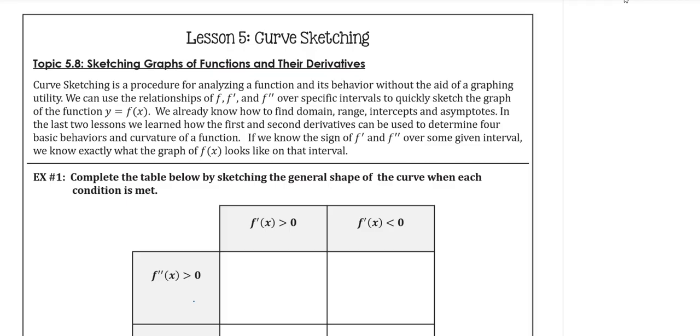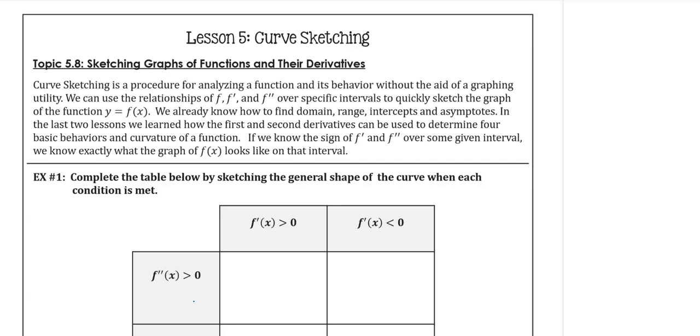This is part 1 of Unit 5, Lesson 5, Curve Sketching. What we're going to do now is look at all the different analysis we've done throughout this unit to specify whether we have an increasing or decreasing function, where our relative extrema are, where our concavity changes, and we're going to put that all together to see if we can sketch the curve.